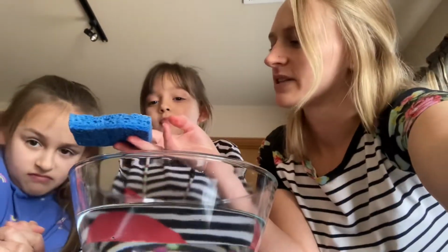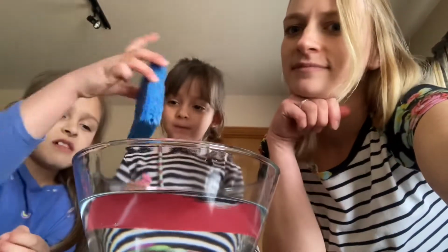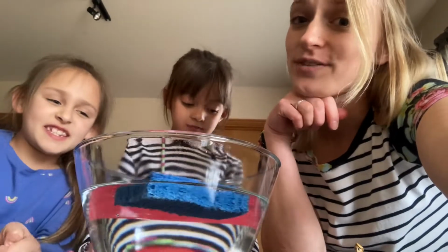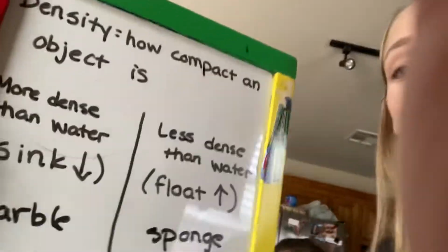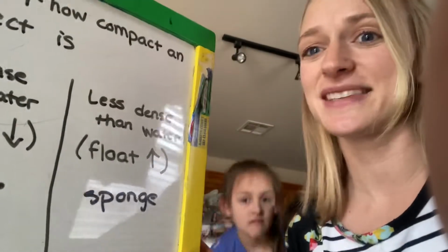What about the sponge, Brisa? What happens when you put that in the water? It floats, and that's another way to say that it is less dense than water. So I'm gonna keep track over here. If it's more dense, I've got marble, and if it's less dense, I've got sponge. So instead of just saying sink or float, we can use the science words less dense or more dense. Let's try some more things.